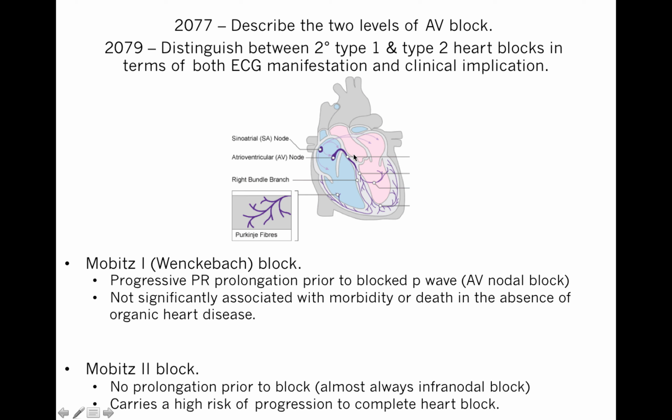However, Mobitz II block or type 2 second degree block is different. Here there is no progressive PR prolongation and there is a sudden drop in QRS, and this occurs usually at the His-Purkinje system, so below the AV node. This carries a very high risk of progression to complete heart block, and thus even if the person is not very symptomatic or not having syncope, if it's detected on an ECG, there's an indication for pacemaker implantation, because this could progress to complete heart block.